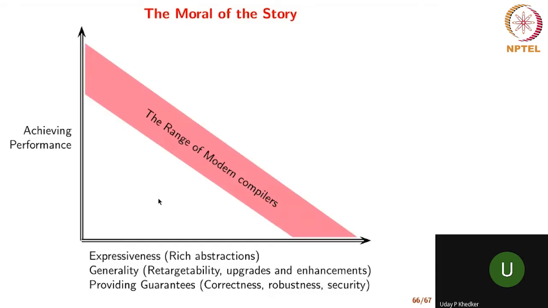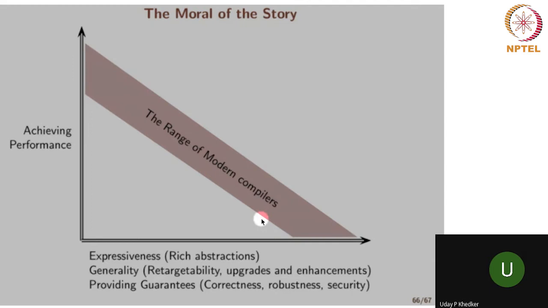So the range of modern compilers goes from here to here. Either you have compilers that provide great performance but then expressiveness goes for a toss, because they would require the programmer to annotate the program with contracts or with statements about what side effects these functions may have. So then you are ditching expressiveness. You can't even give guarantees. So very few guarantees but very high performance.